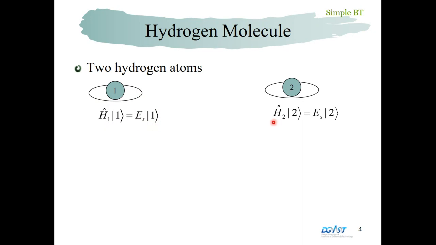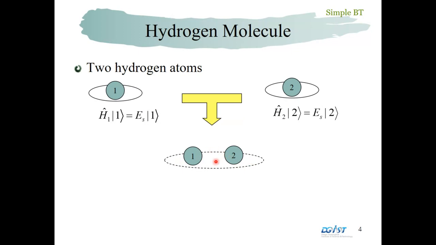And let's think about another hydrogen atom, H2. The Hamiltonian for the second atom is H2, and the wave function for this second hydrogen atom, let's say state |2>, satisfies the same relations. Now those two hydrogen atoms are infinitely separated, so they do not interact. But now let's bring them together, and they get close. And finally, they share electrons.